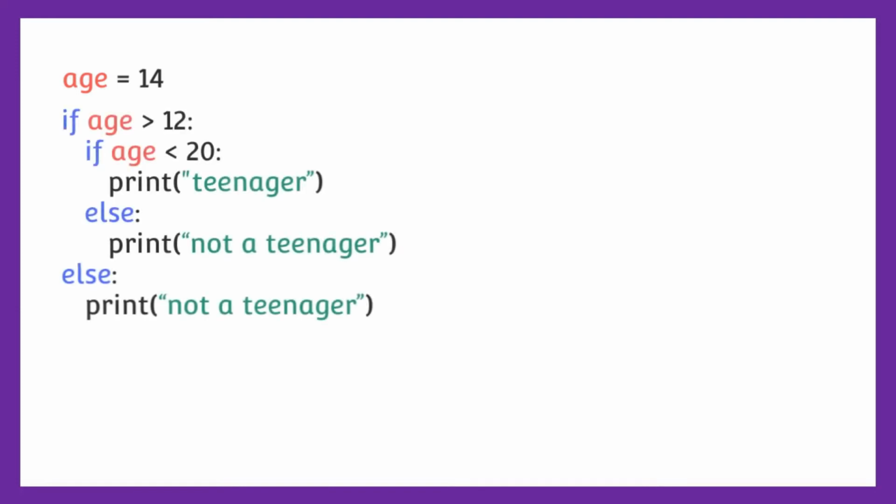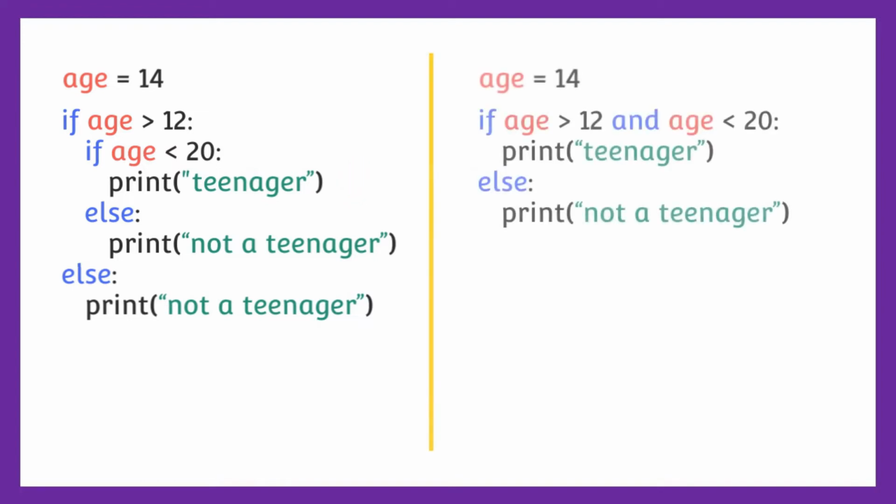Now, this is the ugly way of doing this check from what we have learned so far. Here first we check if age is greater than 12. If this condition is true, we write another if statement to check the second condition, which is if age is less than 20. If both conditions are true, only then we will print teenager. Otherwise, not a teenager.